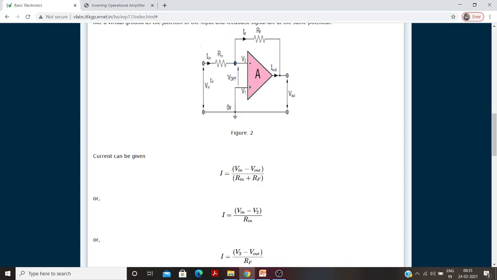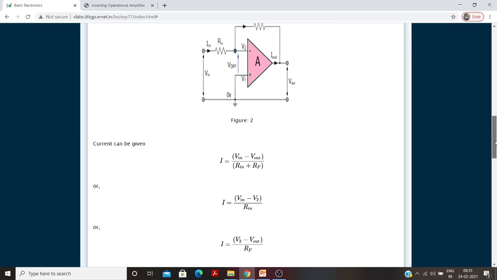Just remember, this is my V in, minus V2, divided by R in. This is R in. The source side means the starting voltage minus the end voltage, divided by resistance. This is nothing but my I.